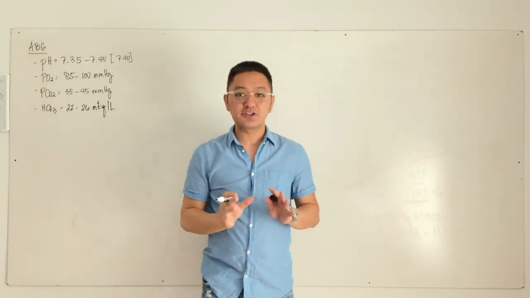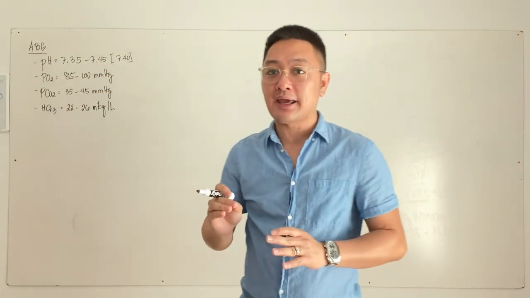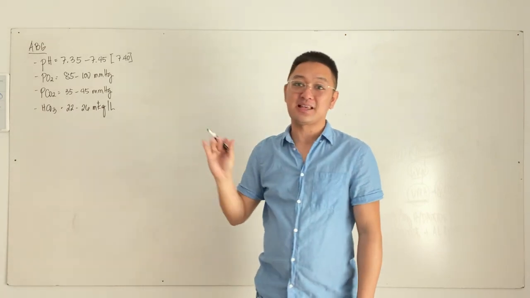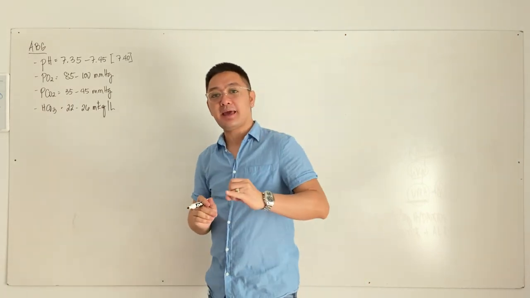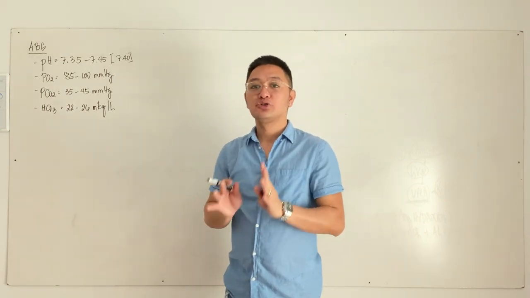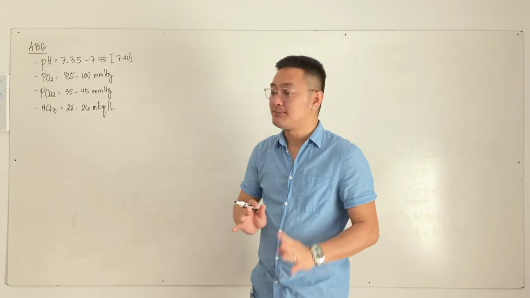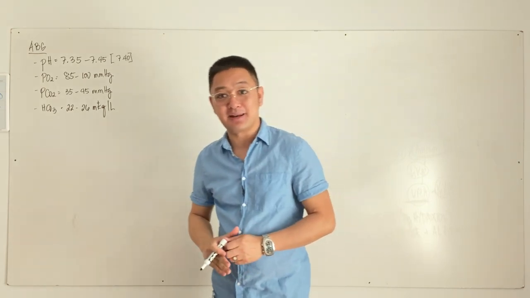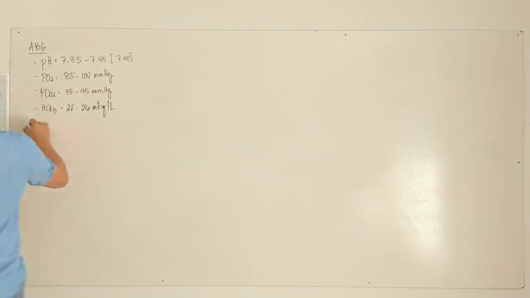So these are values you need to remember, you need to store in your brain. If you encounter ABG, you will use this in your examination. So you have your pH, PCO2, PO2, and your bicarbonate. What I'm going to do now is we will discuss them one by one, and things to remember in your examination. So put an asterisk below, right there, nursing alert.